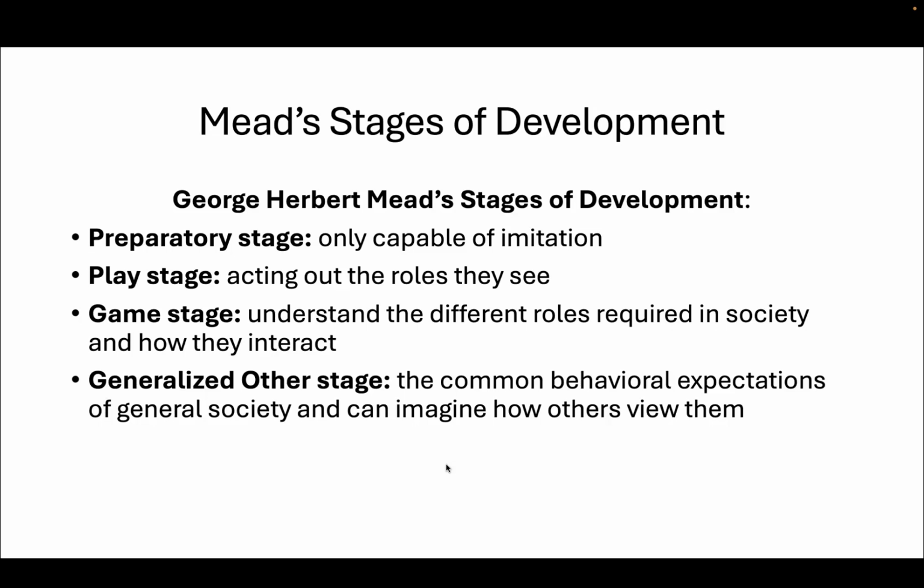All right, and then the final stage, the last stage, is called the generalized other stage. And this generally happens in adolescence, where you understand what is expected of you in society, and you understand what is expected of everyone else in society, so that you can imagine how other people view you. So if you're acting outside of your role at this age, you understand that you're doing that, and you understand that other people in society are going to notice that you're doing that.